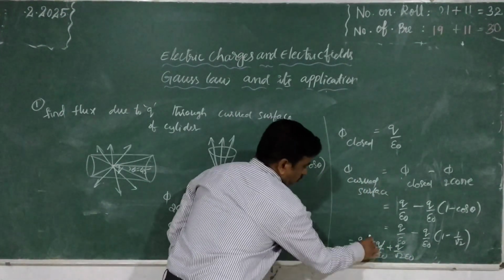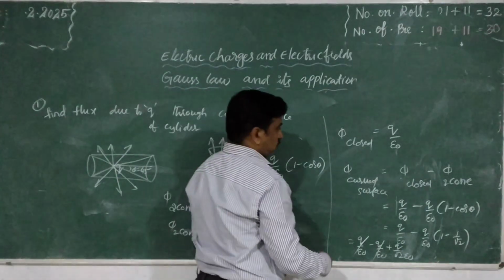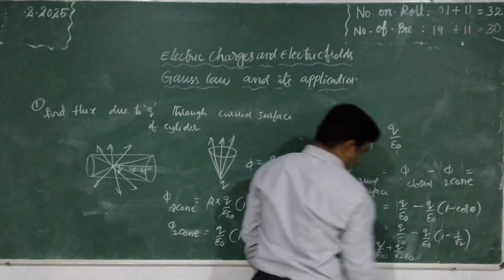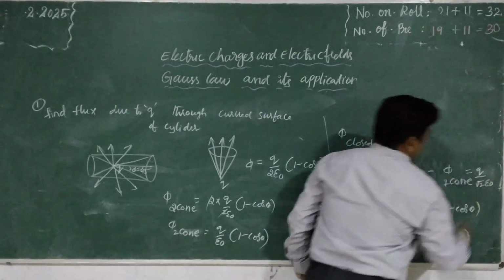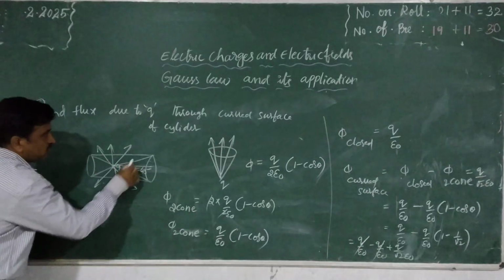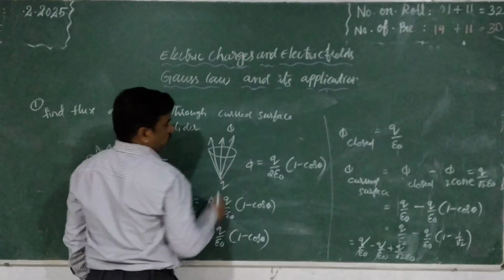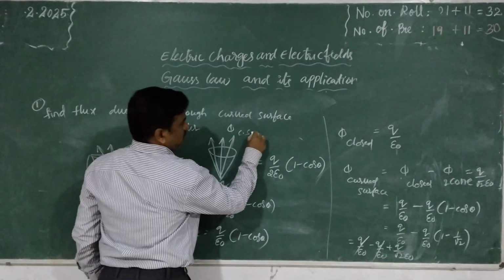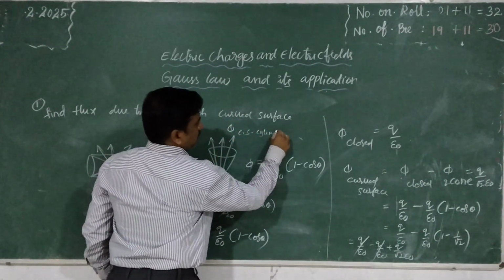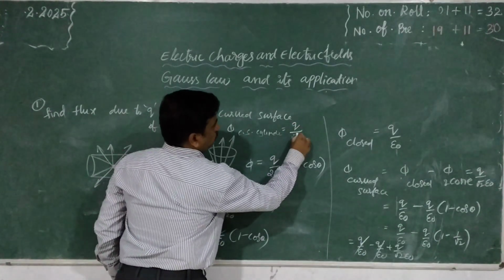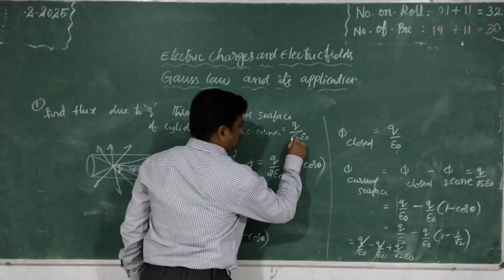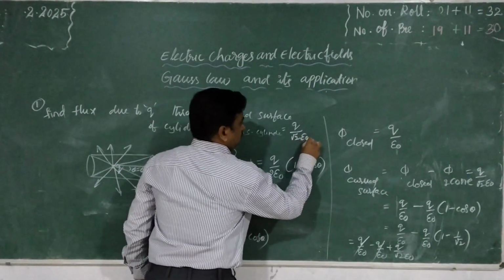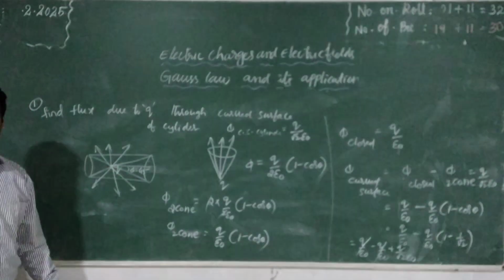This q by epsilon naught cancels. What is the flux through the curved surface? We get q by root 2 epsilon naught. This is the flux through only the curved surface of the cylinder. See, flux through the curved surface of the cylinder is q by root 2 epsilon naught.